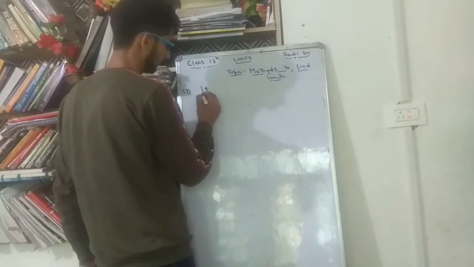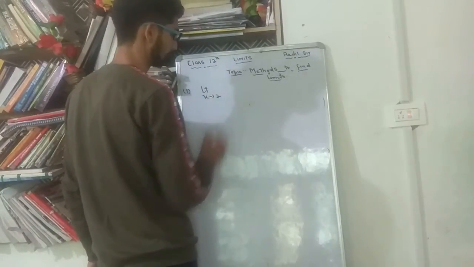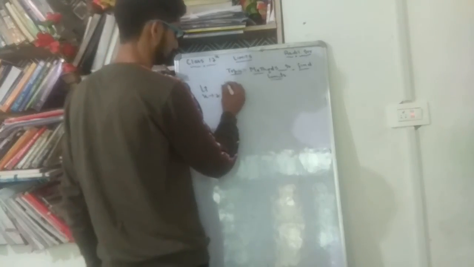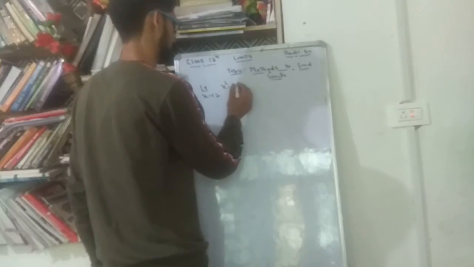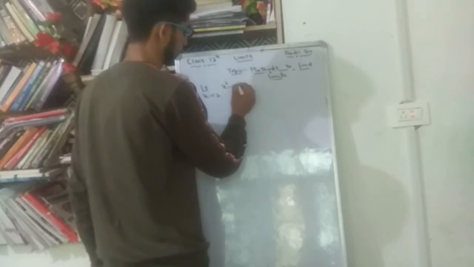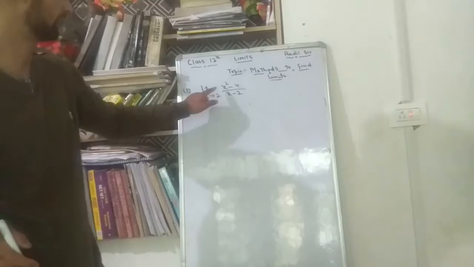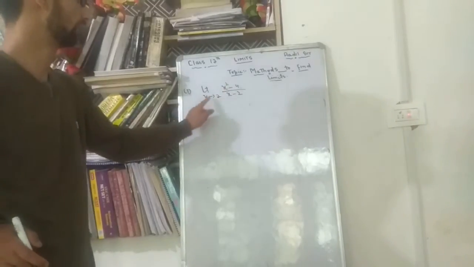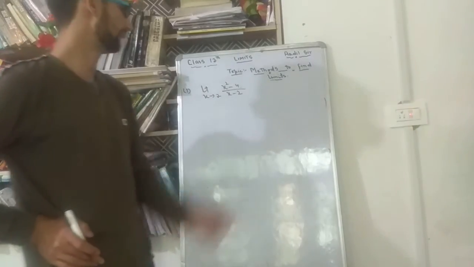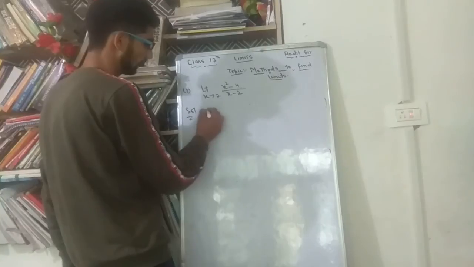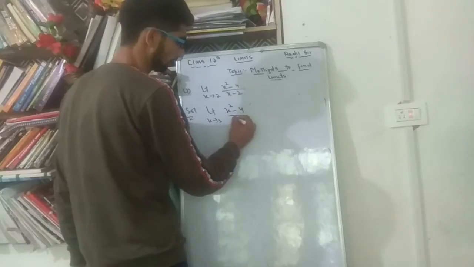Limit x tends to 2. So we have a function, x square minus 4 divided by x minus 2. We have to find the limit of this function as x tends to 2, when we take x towards 2. So in the solution, you have to take limit x tends to 2 of x square minus 4 divided by x minus 2.